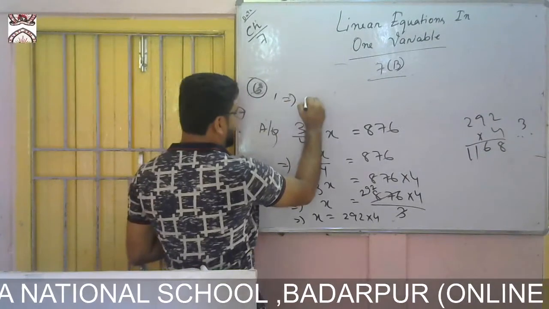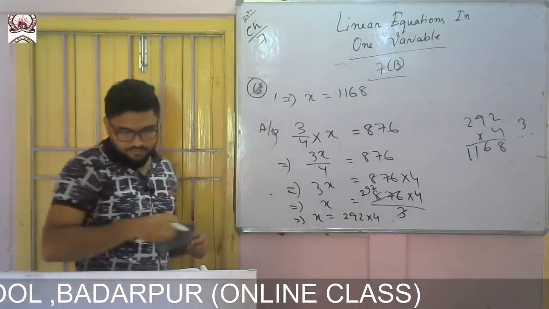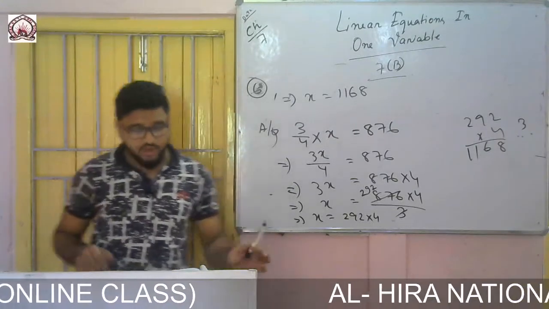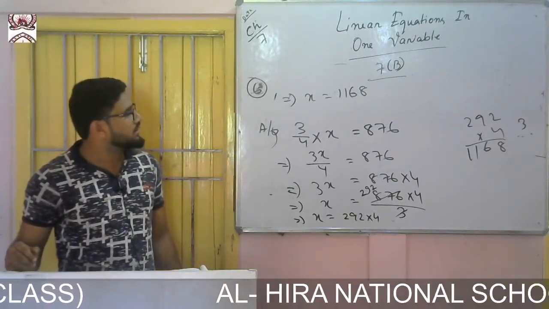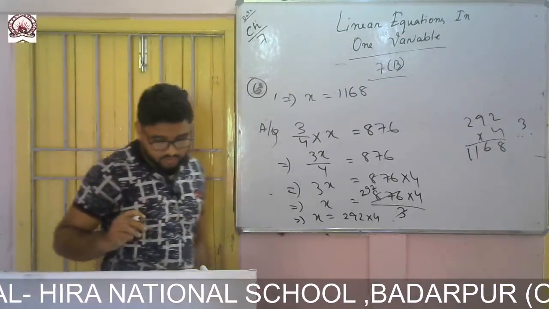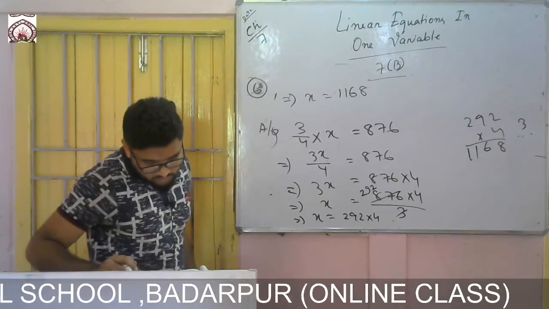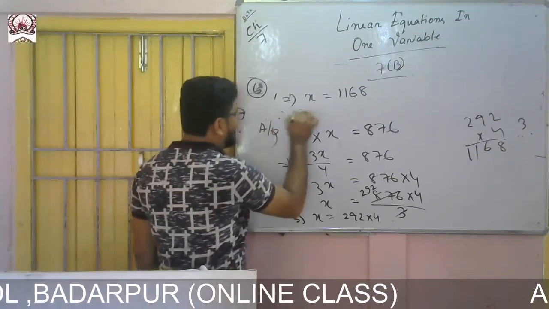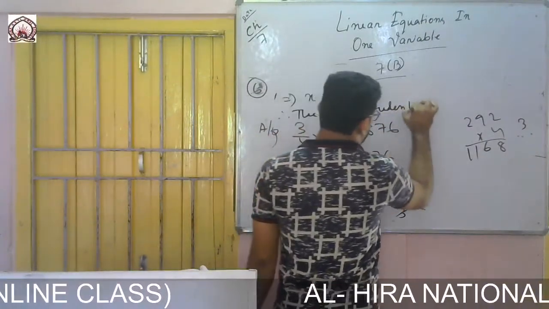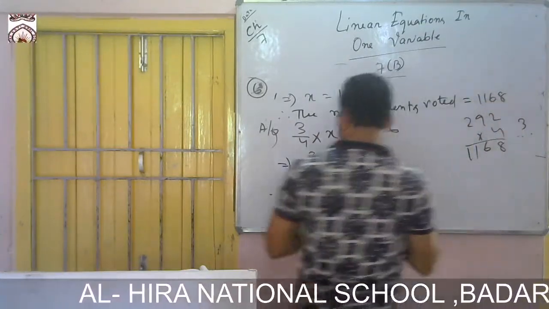Therefore x equals 1168. So how many students cast the vote? 1168 votes. Therefore, write: the number of students who voted equals 1168.